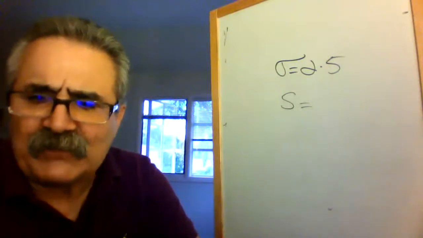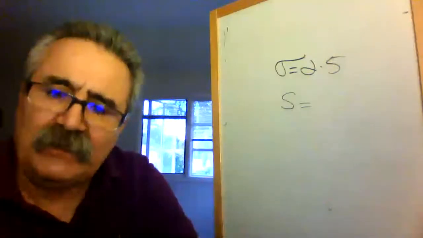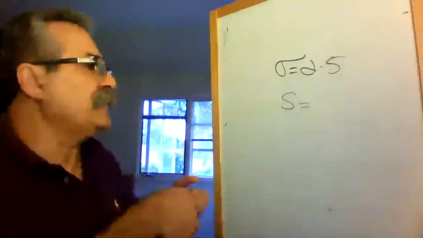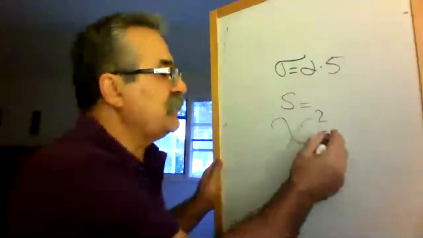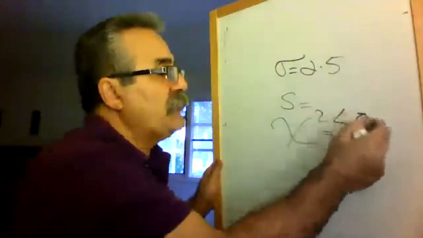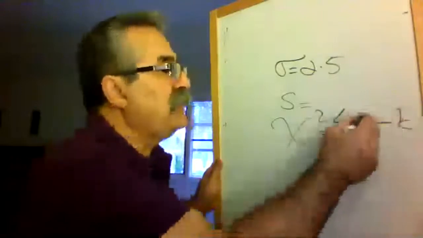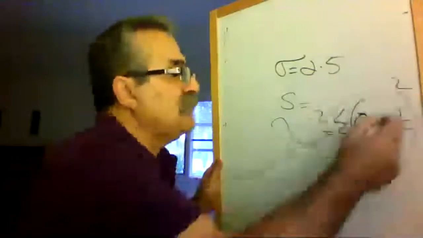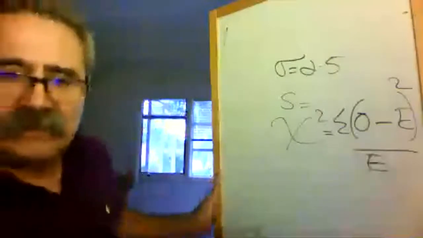For the chi-square, Jenny, you just write down the formula for the chi-square. Chi-square is equal to sigma of observed minus expected, squared, over expected. That's it.